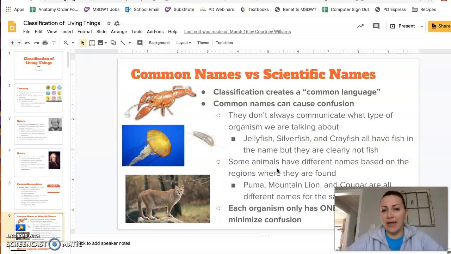Another reason that scientific names are good is that some common names don't actually put an organism into its proper category. When we see a jellyfish, it's not actually a fish at all. When we look at a silverfish, also not a fish. And then a crayfish, also not a fish. None of those are fish. And so scientific names help us make sure that we know that. All of these are invertebrates. Not a single one of them has bones like fish do.